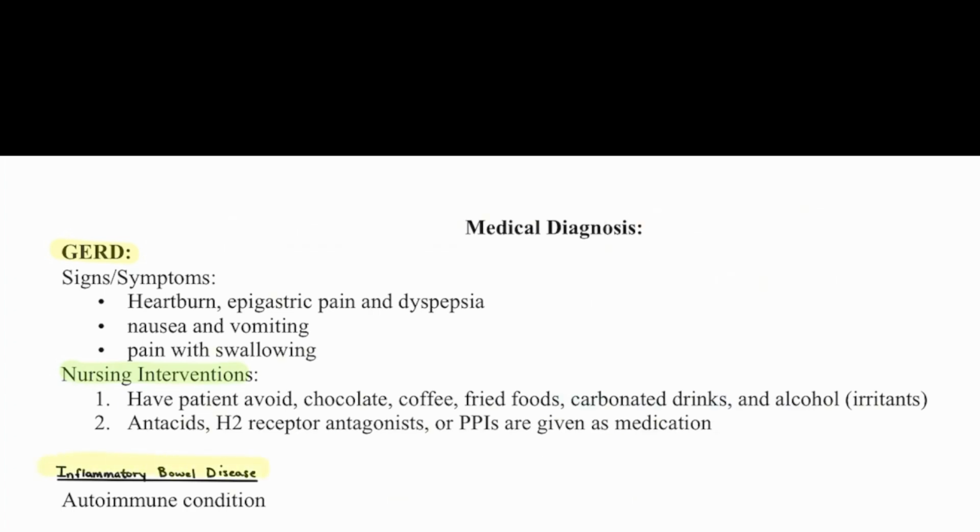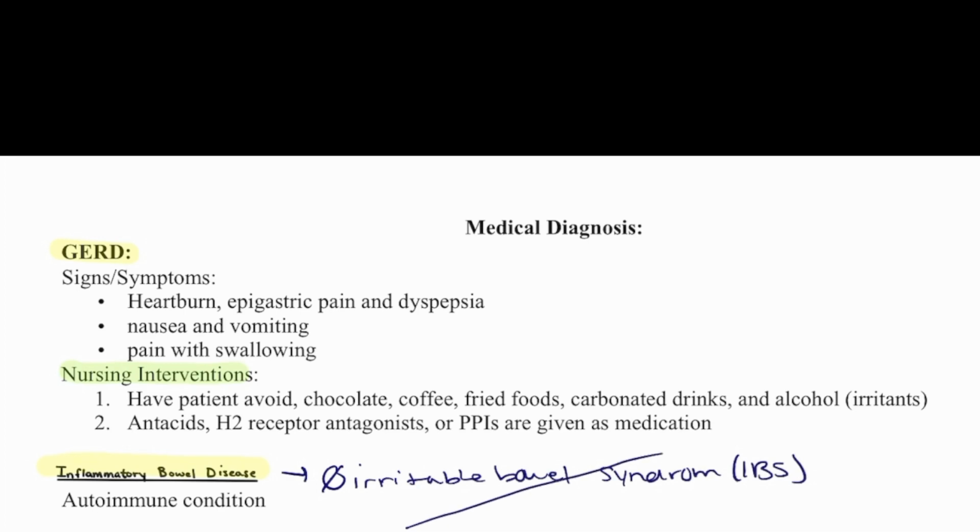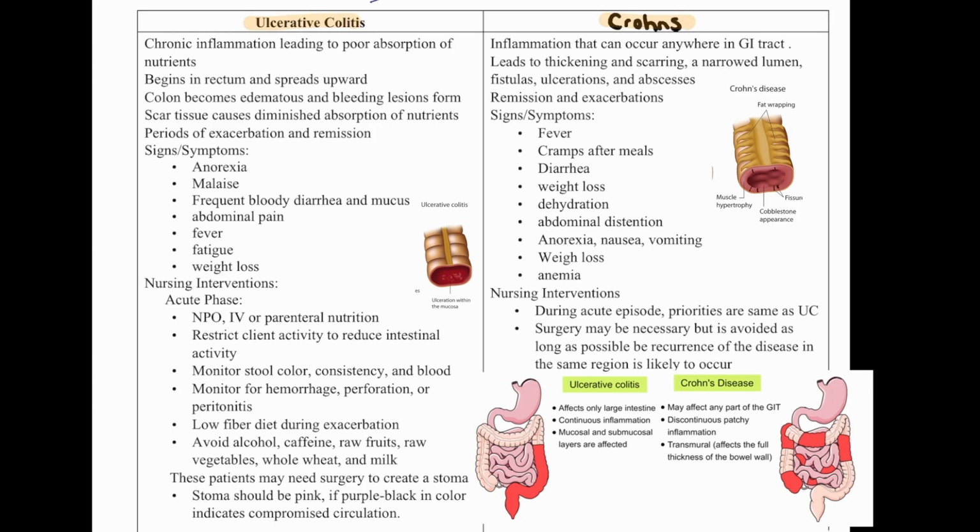Inflammatory bowel disease. This is not to be confused with irritable bowel syndrome, IBS. This is not that, okay? These are two different things. IBS is more like a food intolerance. Inflammatory bowel disease is an autoimmune condition, so the body is fighting the intestinal tract. We have two types: ulcerative colitis and Crohn's.